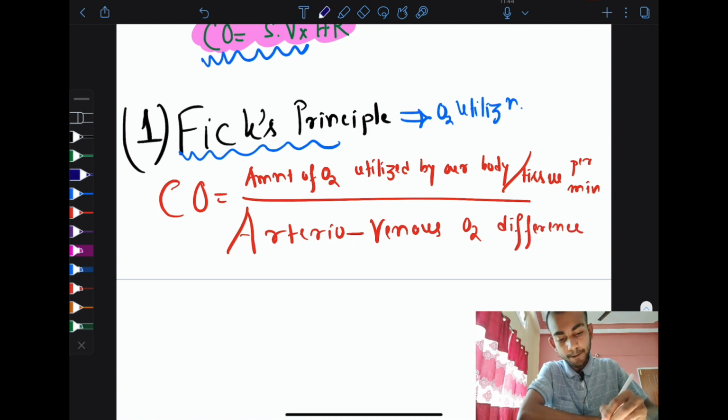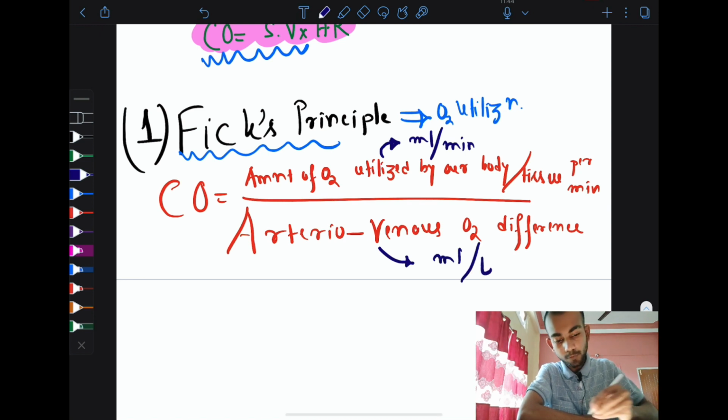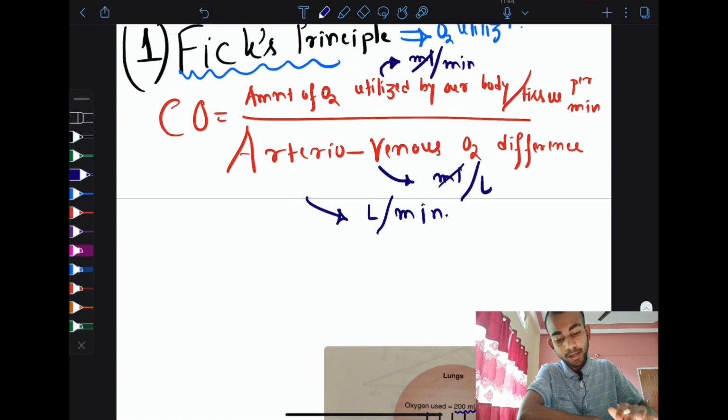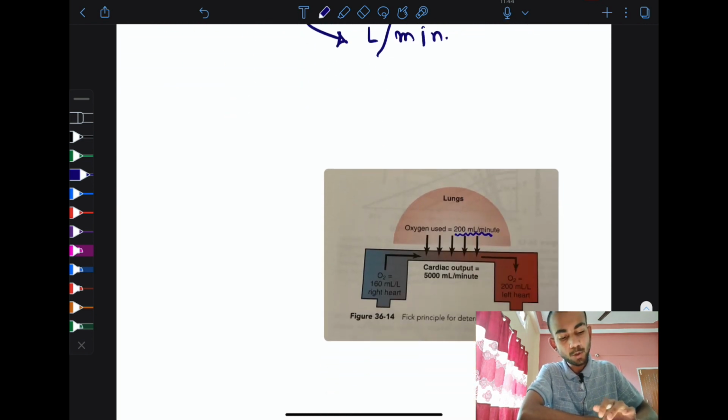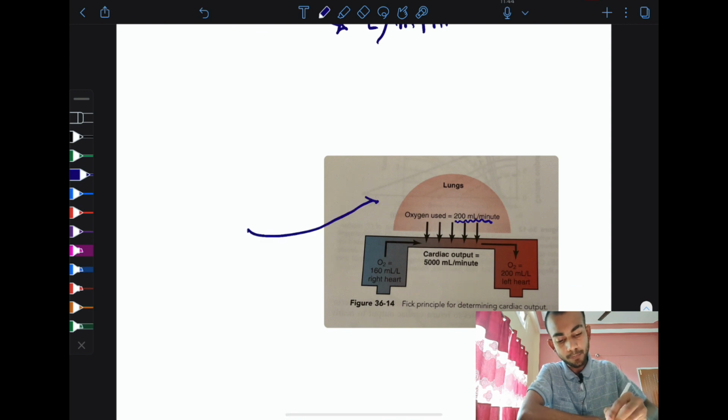If we talk about their units, the oxygen utilized by our body or tissue per minute will be in ml per minute, and the arteriovenous oxygen difference will be in ml per liter. Now if we cancel ml and ml, we see that the cardiac output's unit comes in liters per minute. Now guys, whenever we talk about the measurement of cardiac output using Fick's principle, the one diagram which must stick in your head is this diagram which has been taken from Guyton, right?